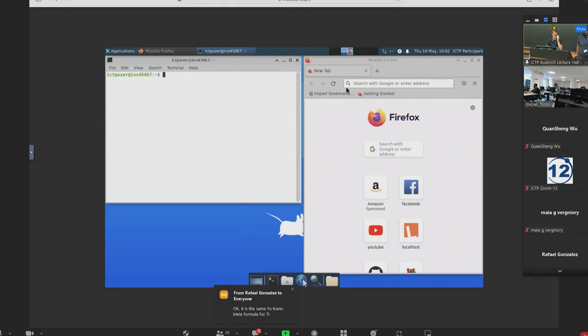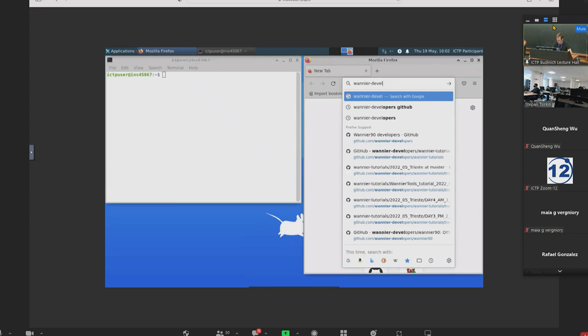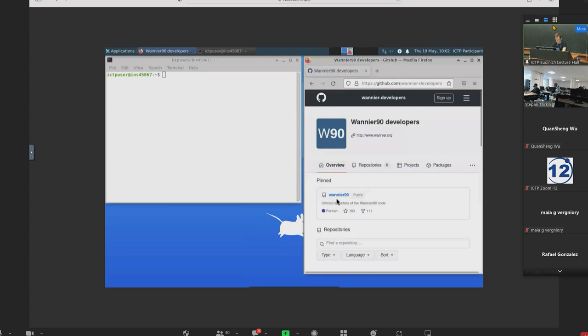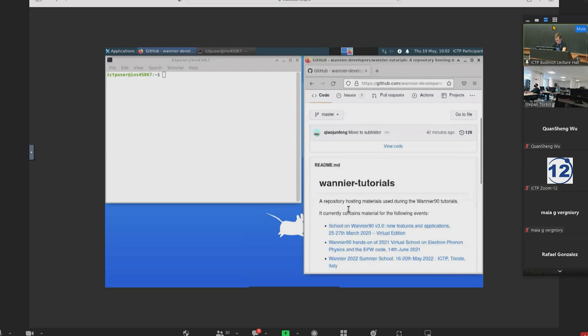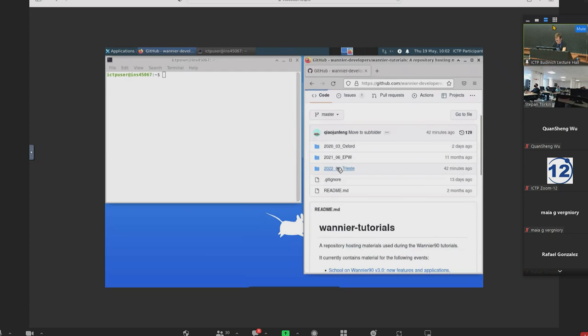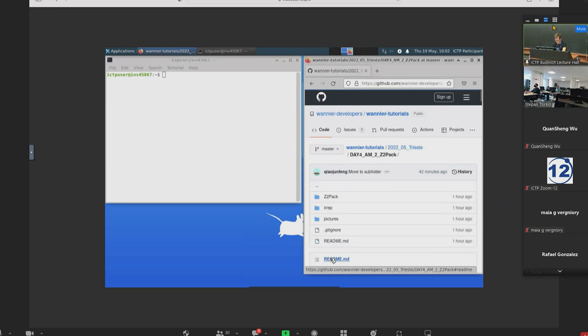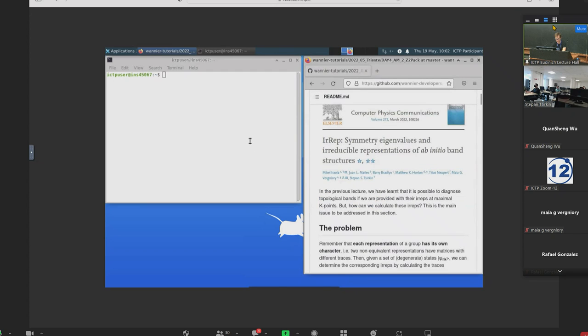Okay, so the first thing that we have to do is get the script that is going to guide our session. We can find it in the GitHub of the developers of Wannier90. In the code view, we go to our sessions directory, and it's here, the readme.